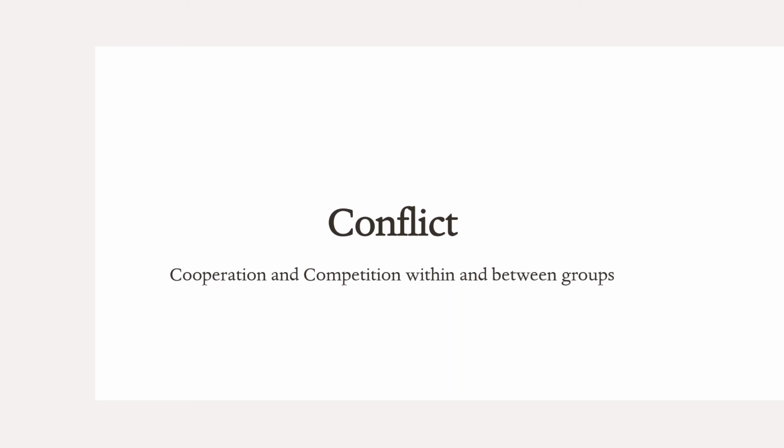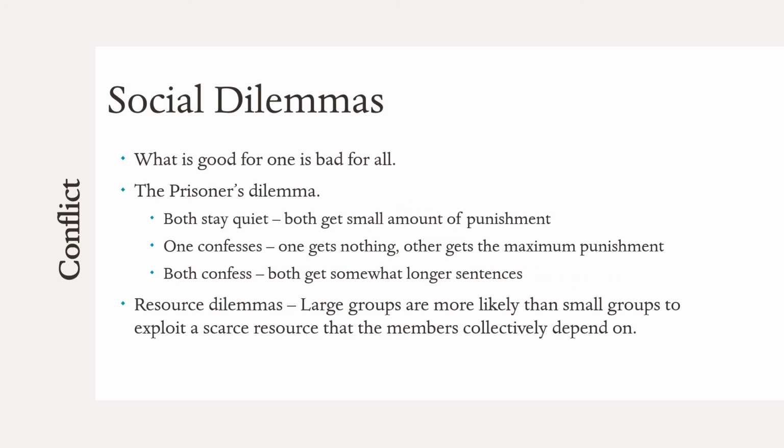Let's move on to conflict. Cooperation and competition with and between groups is called conflict. Conflict within a group is called social dilemmas. What is good for one is bad for all. A social dilemma is where the individual will gain by pursuing his own self-interest, but everyone in the group will suffer.